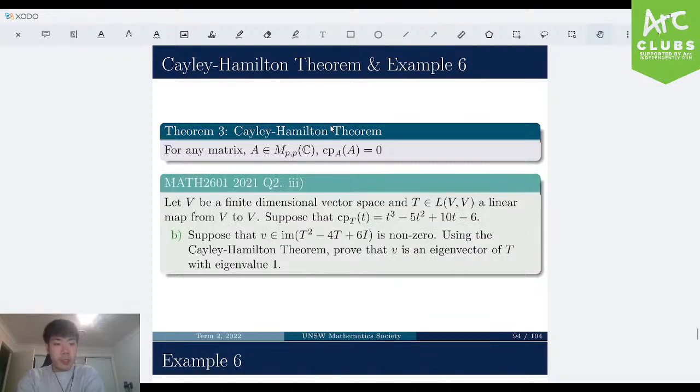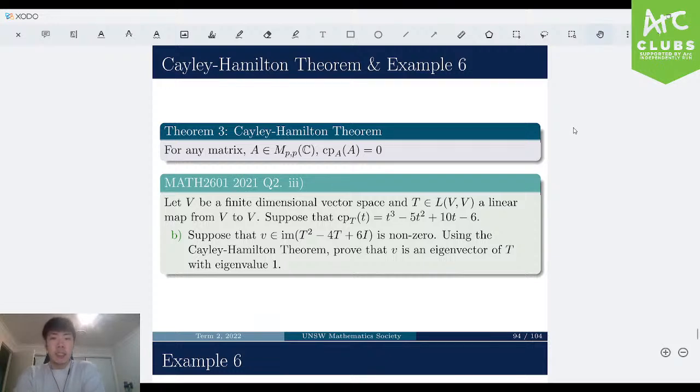I'll briefly go through this example here. It's not as important as the stuff we did earlier, but it may still pop up in your finals. So for example, there's a question here that says, let V be a vector space, T be a transformation, and we're given that the characteristic polynomial of our T matrix is T cubed minus 5T squared plus 10T minus 6.